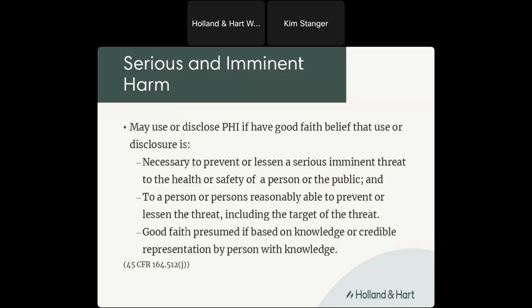Another exception: HIPAA allows you to use or disclose the protected health information if you have a good faith belief that the use or disclosure is necessary to prevent or lessen a serious and imminent threat to the health or safety of a person or the public, and you make that disclosure to a person who's reasonably able to prevent or lessen that threat. For example, it would allow you to go to the police and report to them if you are aware of somebody who poses a serious and imminent threat of harm. But it wouldn't allow you to go on Channel 7 News or something like that, or report it to Geraldo.